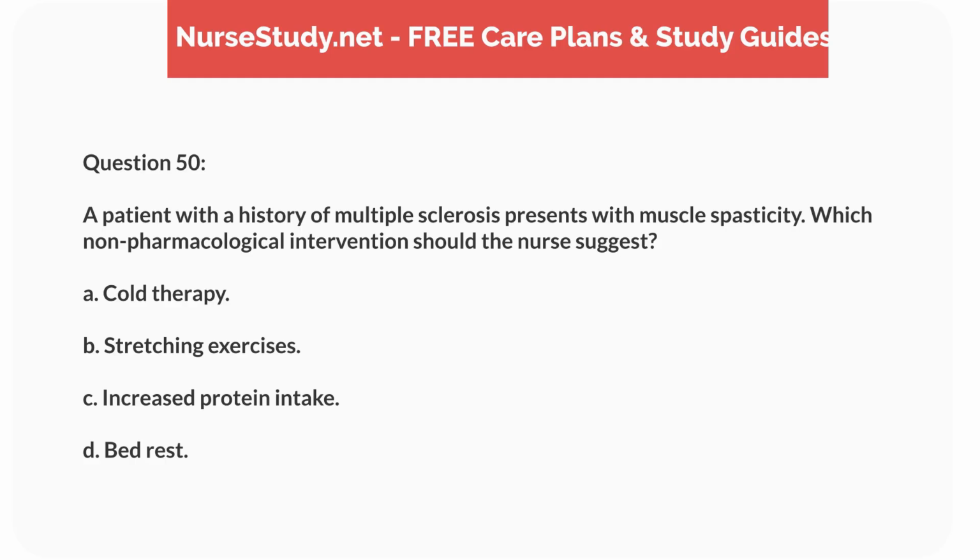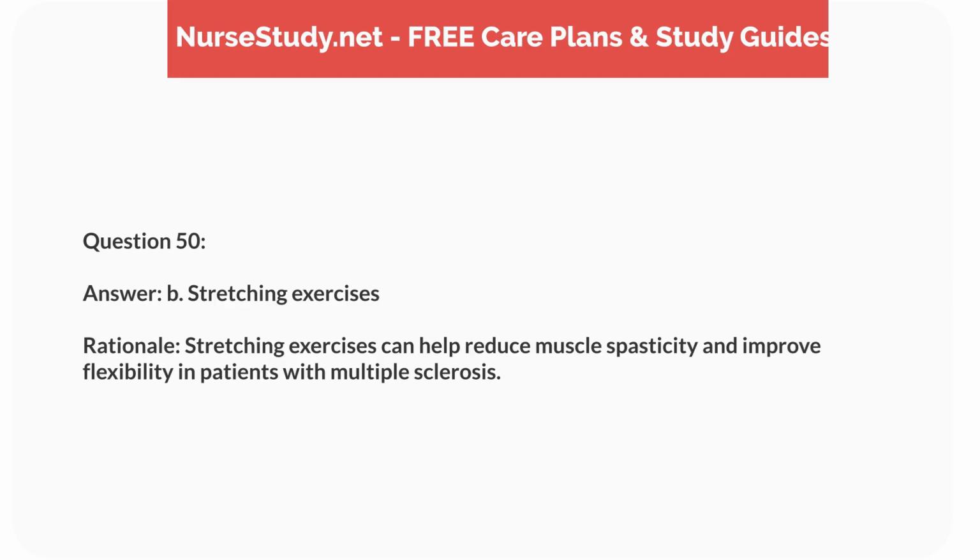Question 50. A patient with a history of multiple sclerosis presents with muscle spasticity. Which non-pharmacological intervention should the nurse suggest? A. Cold therapy. B. Stretching exercises. C. Increased protein intake. D. Bed rest. Answer: B.